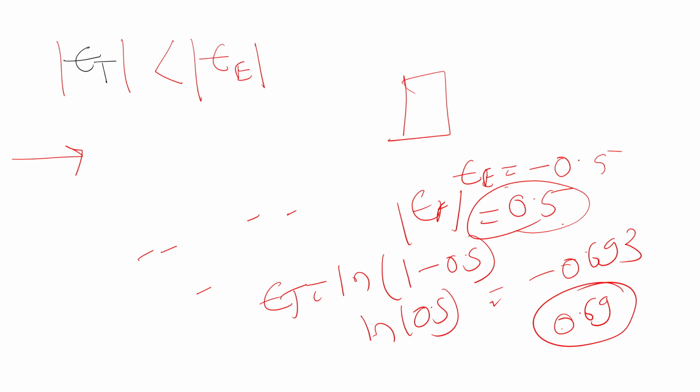Magnitude means you are not taking the sign, only the value. I was taking it with the sign, so minus 0.5 is more than minus 0.69. No, you have to check the magnitude. Magnitude is only the value without taking the sign. Okay, understood. In case of tension it is true: true strain is always less than the engineering strain. But in case of compression, it is false.